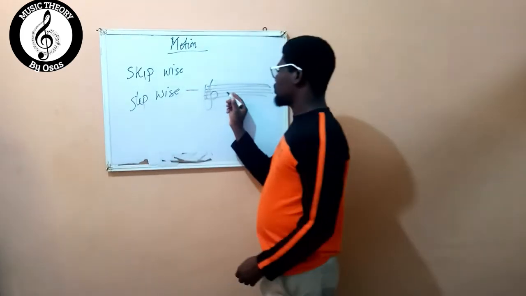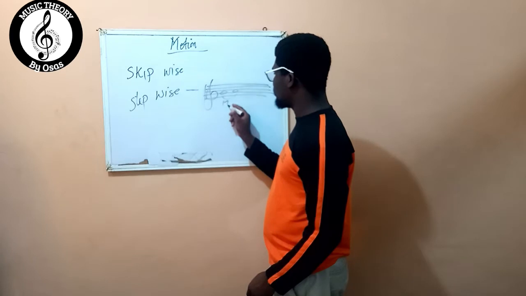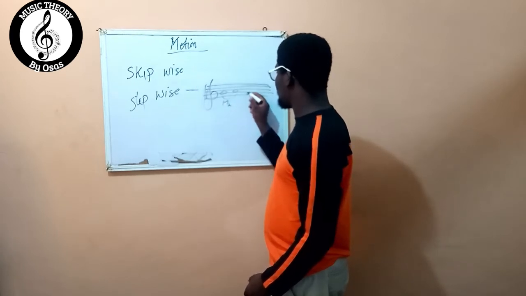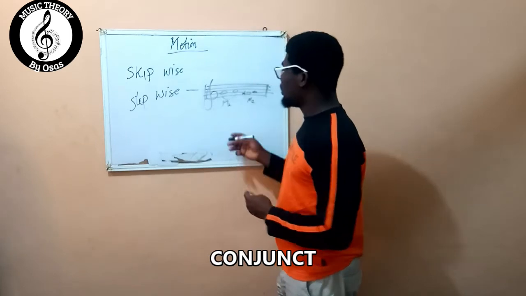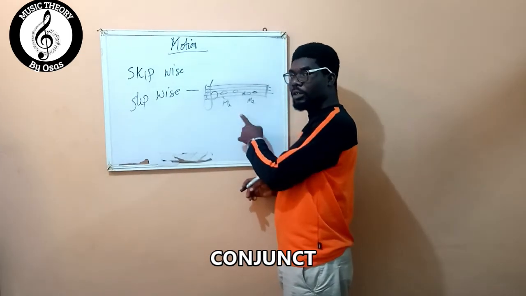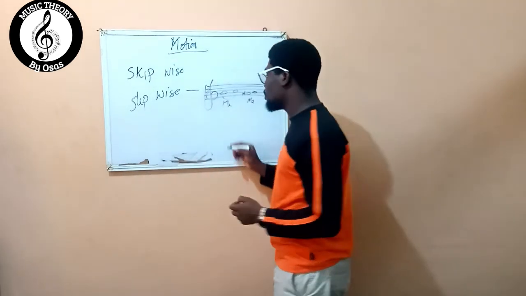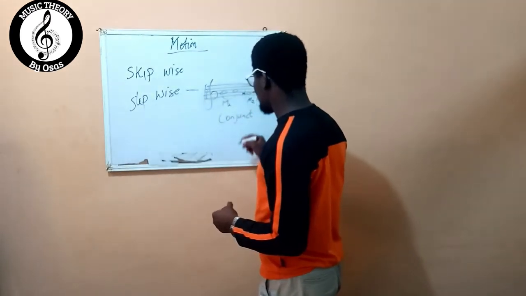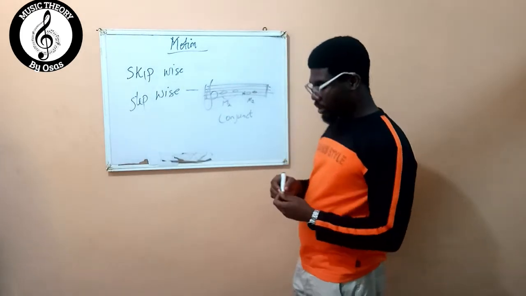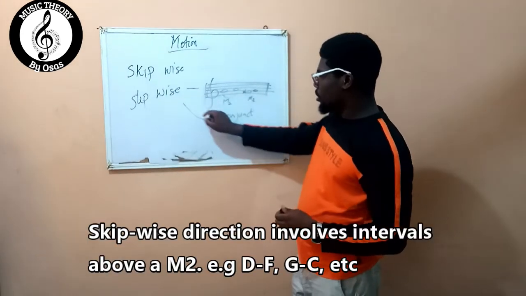We have G to A, this is a major second, and we have, let's say, F sharp to G, which is a minor second. So it's an example of a stepwise direction. Stepwise direction is also known as what we call conjunct movement. So it's a stepwise or conjunct movement.